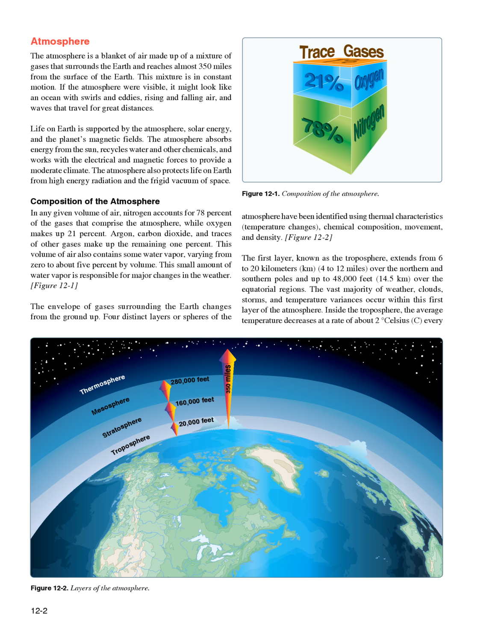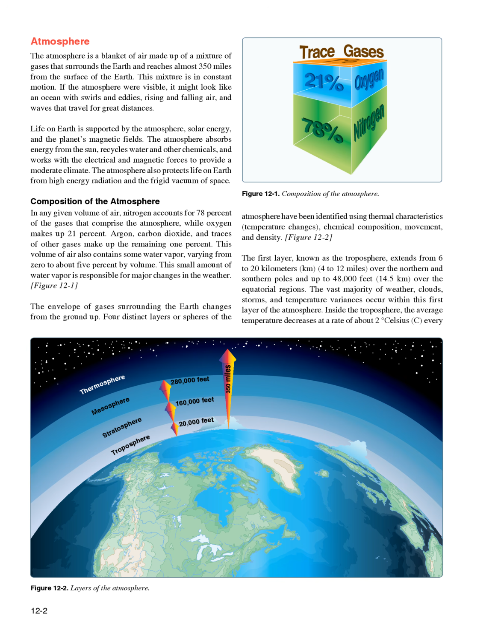Composition of the atmosphere. In any given volume of air, nitrogen accounts for 78% of the gases that comprise the atmosphere, while oxygen makes up 21%. Argon, carbon dioxide, and traces of other gases make up the remaining 1%. This volume of air also contains some water vapor, varying from 0 to about 5% by volume. This small amount of water vapor is responsible for major changes in the weather. Figure 12.1. The envelope of gases surrounding the Earth changes from the ground up.